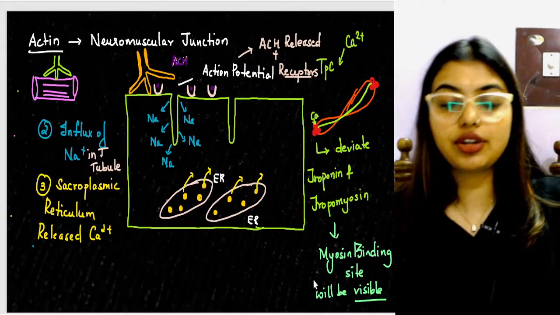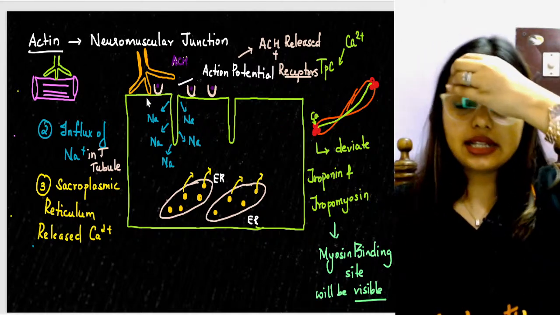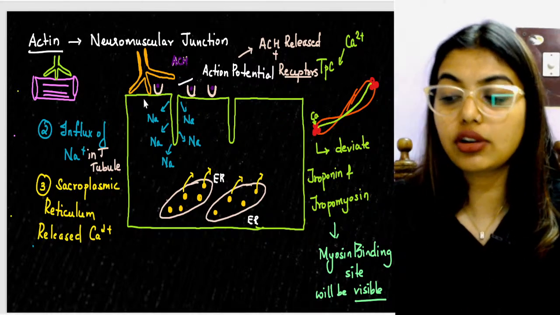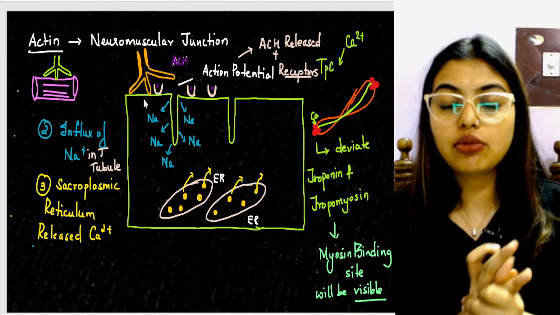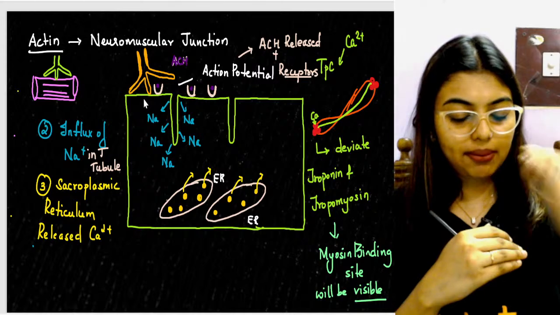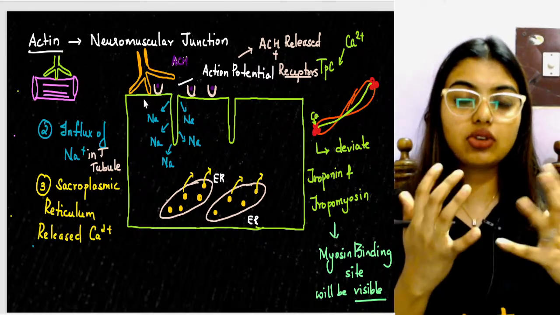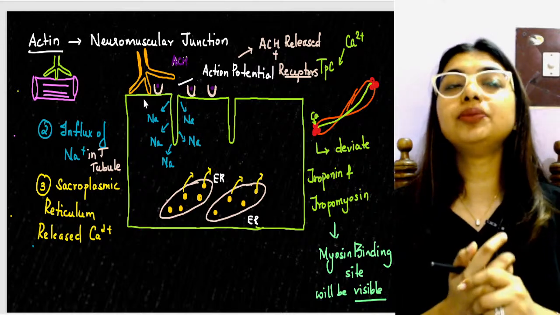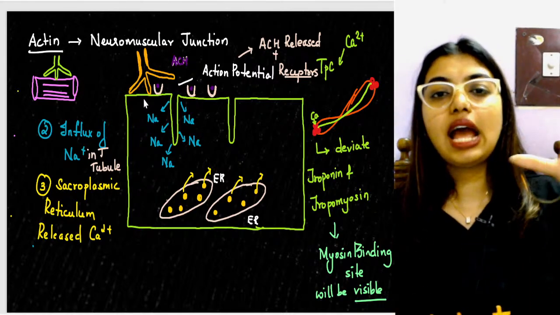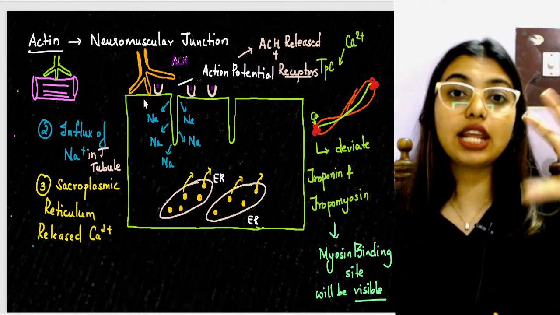So here what is going to happen, students, when an action potential is generated, that means I am sending a signal to my brain telling that I want to contract my muscles. Immediately the neuromuscular junction, that is the junction between the muscles and the motor neuron, will understand this and send the signal, and that signal will have acetylcholine in it.